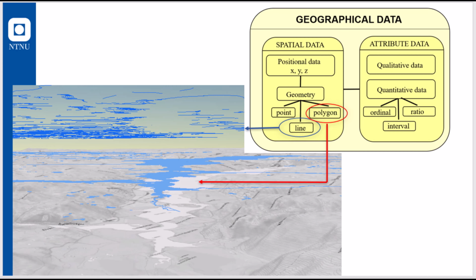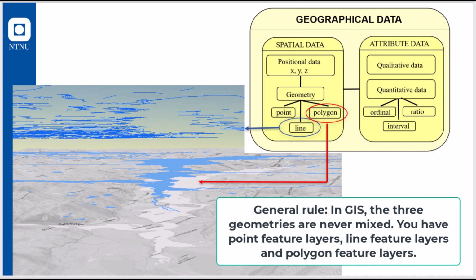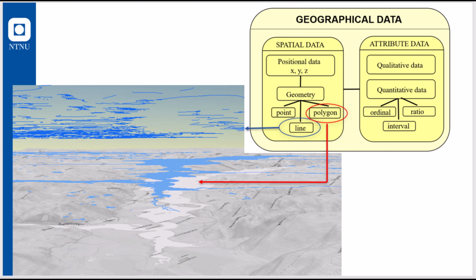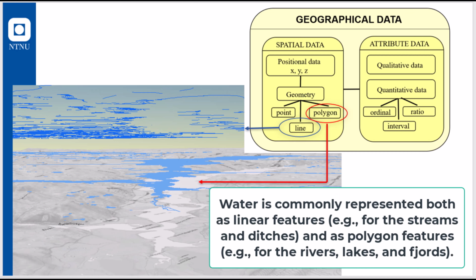Another characteristic of vector data is that the three geometries are kept separated. You do not mix them. Points, lines and polygons are separated in different layers. For instance, water bodies are represented as both lines and polygons, but you use one layer for the linear features, such as the small streams and the ditches, and you use another layer for the polygon features, such as the large rivers and the lakes.